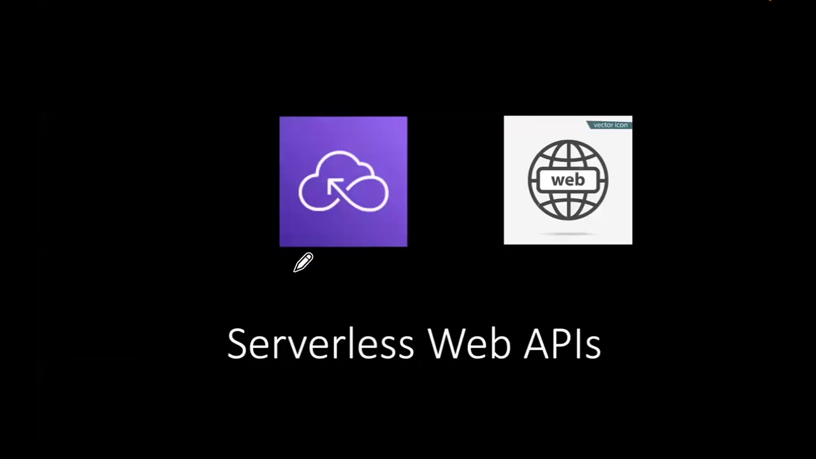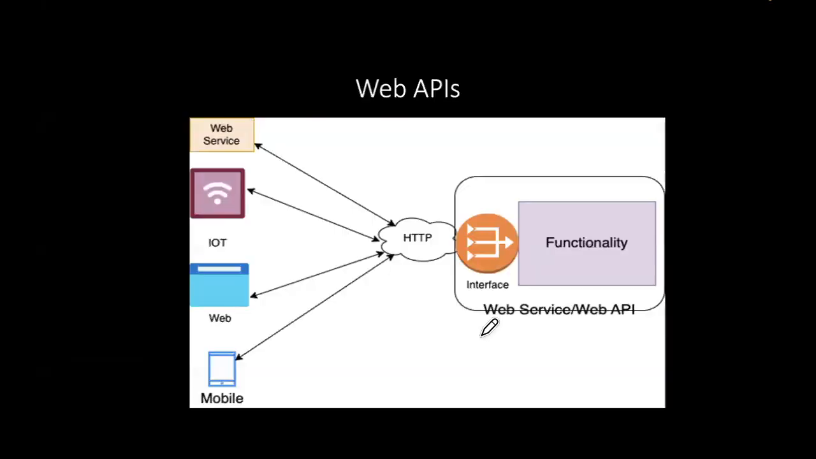So the objective here is that we want to be able to develop serverless web APIs. And we know what web APIs are, you've done a lot of web API development in the Web App Dev 2 module. So we want to be able to deploy those web APIs into a serverless kind of environment, which obviously means using Lambda and DynamoDB. But how do we actually make them into a web API?